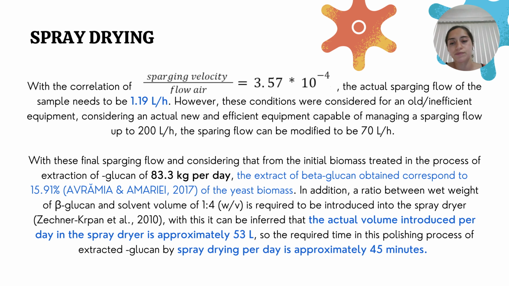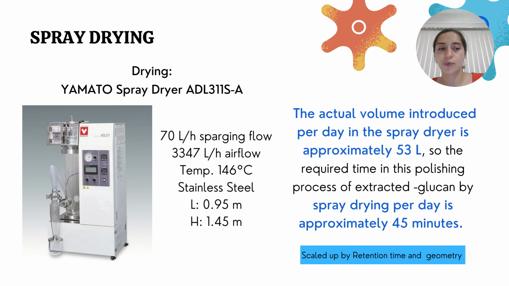And this is the commercial spray dryer that we choose to propose under the conditions that are present here: a spraying flow of 70 liters per hour, an airflow of 3,347, a temperature of 146 degrees Celsius. The material is stainless steel, the actual volume introduced per day is approximately 53 liters, and the time required in this polishing process is approximately 45 minutes.